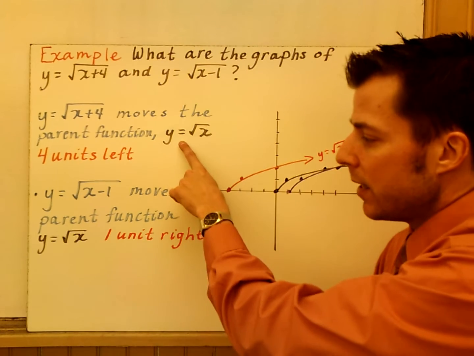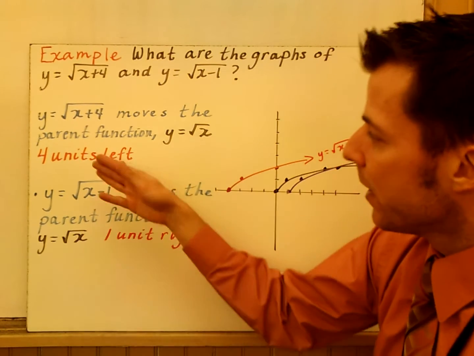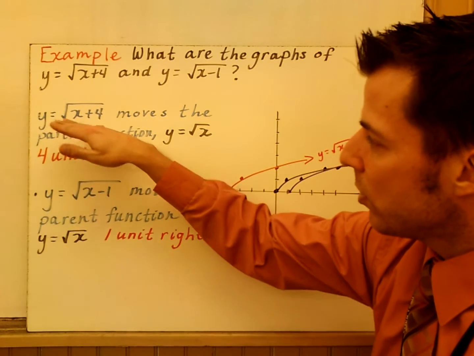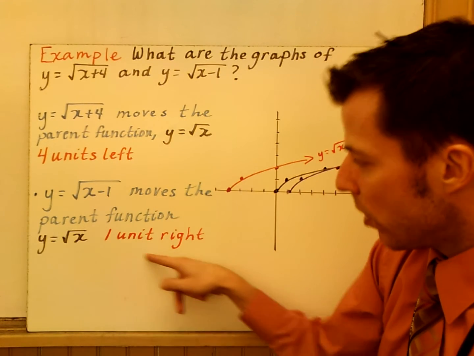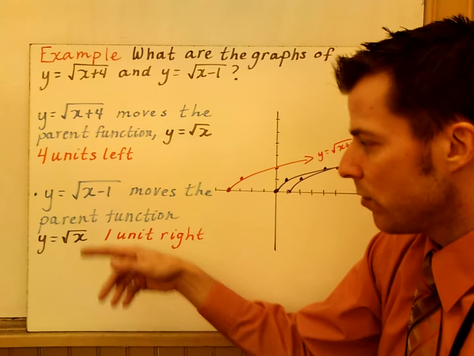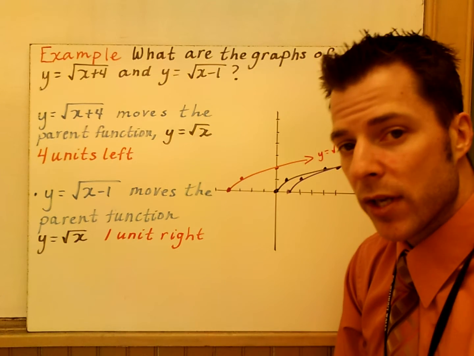So it's important that I put the parent function in black. So we know we move 4 units left here, so this means if it's subtraction, we're going to move 1 unit right. So in this graph, the function moves the parent function 1 unit right.